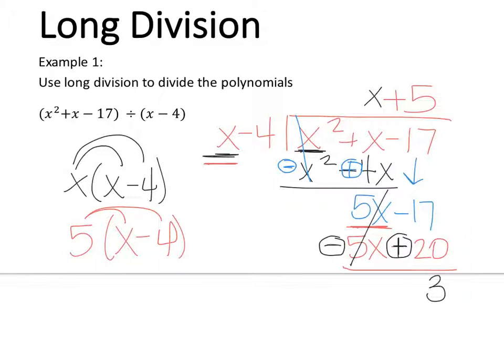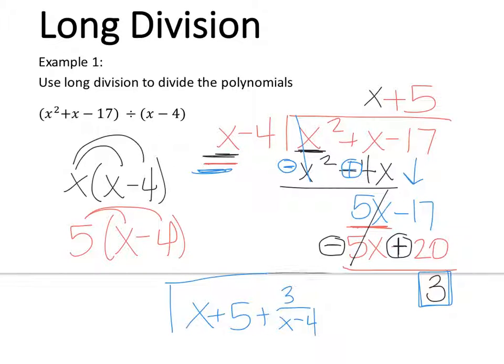And then I look here, there is no way on earth to get this x up here to look like this 3. So I know I'm done with the problem. The way I write my answer is I was able to divide it by x plus 5, but then I still had this remainder of 3. So I'm going to take that 3 and put it on top of my divisor. So when I divide those two polynomials, I'm left with x plus 5 plus 3 over x minus 4. So that's how you do long division.